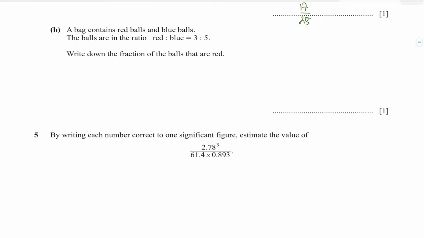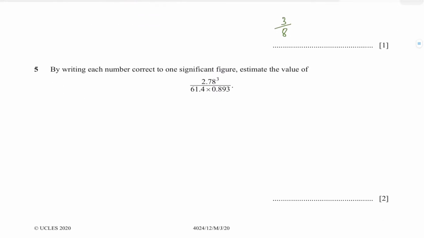Okay, part B, which says the bag contains red balls and blue balls. The balls are in the ratio 3:5. Red is to blue is 3:5. Write down the fraction of balls that are red. So we have to write down the fraction. We're going to take 3 and divide it by the total number of parts in which they have been split, and that is 8. So that's the answer to question number 4B.